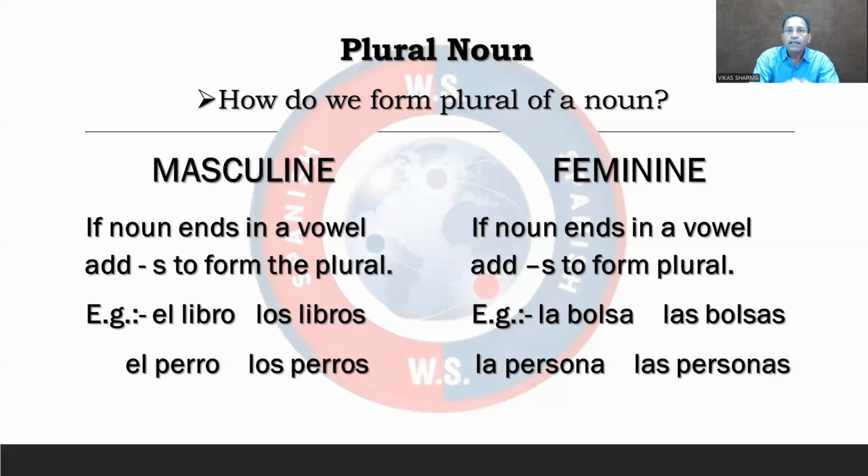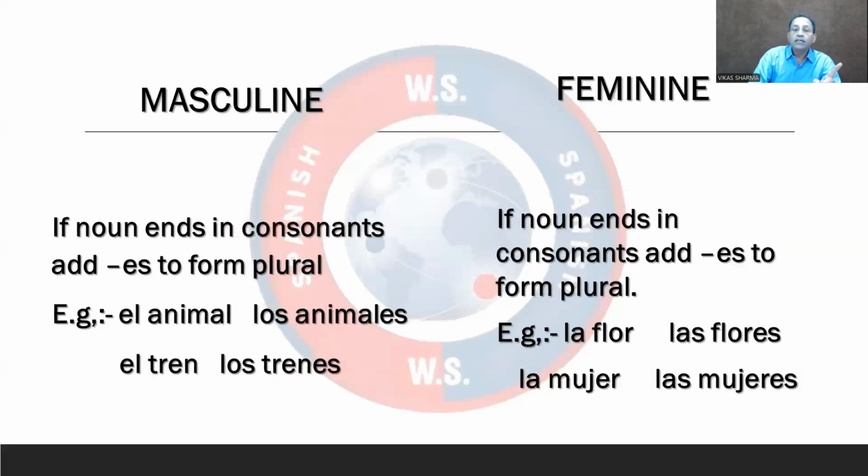Again, the same thing, if a noun ends in a vowel, just add S to the end of the word. For example, la bolsa, las bolsas, la persona, las personas. Got it? Now, if the noun does not end in a vowel, it will end in a consonant. Either it will end in a vowel or in a consonant. So if it ends in a consonant, you just need to add es to make it plural.